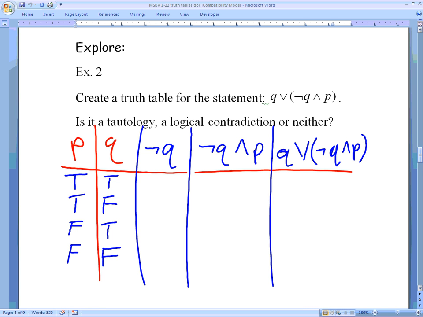So now we've got not Q. I just look at my Q column and switch everything. So it started off true right here. I turn it into a false. Then it was false, so I turn it into a true, so on and so forth.